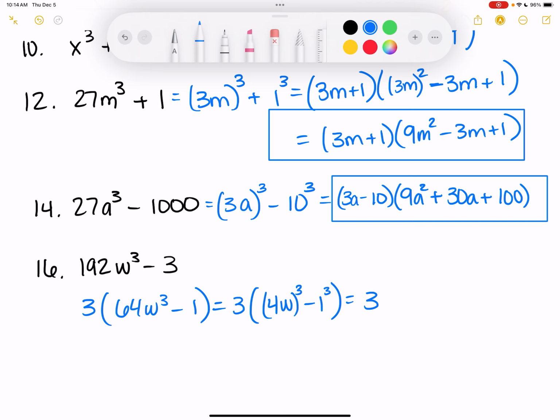So then what's going to go in this first parentheses now? 4w minus 1. Yep, so copied exactly with the same sign. And then what's going to be the first number in the next one? 16w squared. Yep, so the first term squared, which would be 16w squared. What about this sign? Plus, yep, so the first one times the second one, so 4w, and then last sign and last number. Yep, plus 1, always positive, and that is just 1 squared. So this would be your answer for this one.